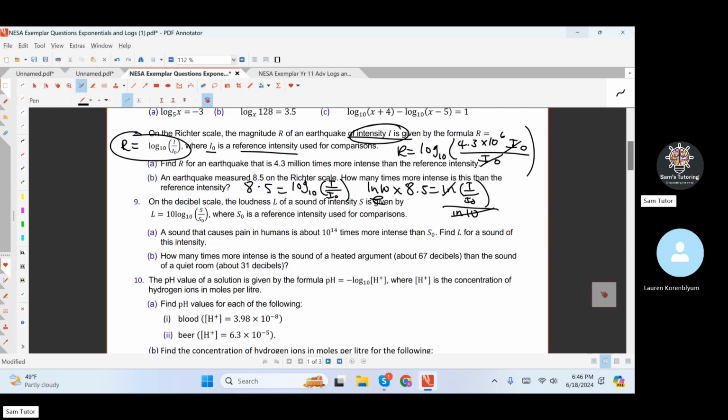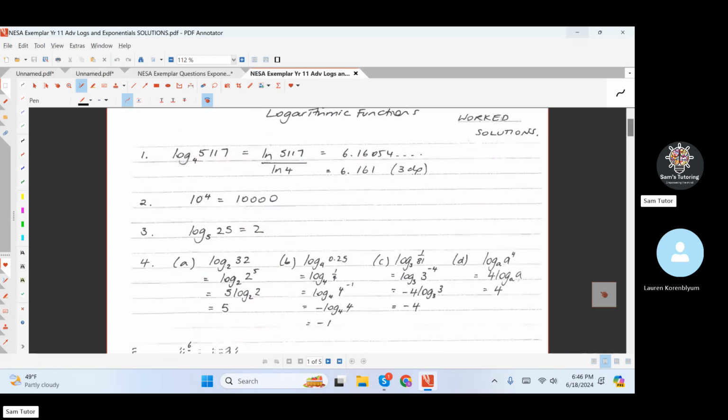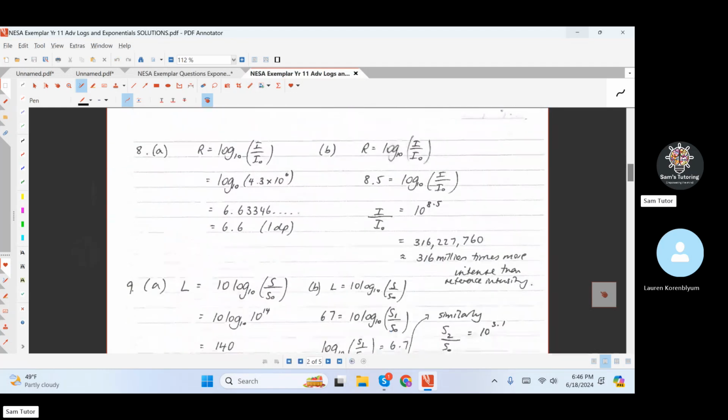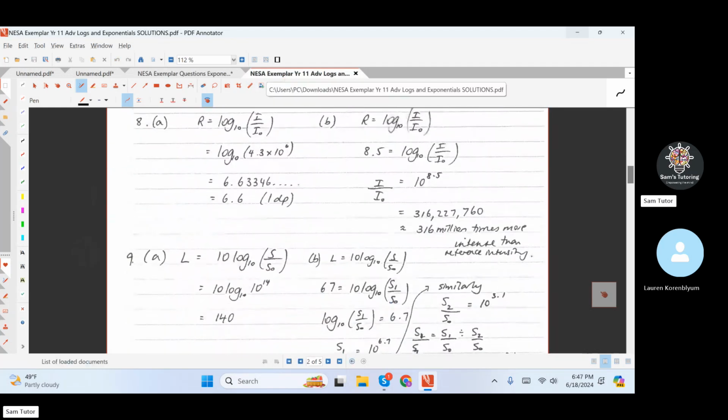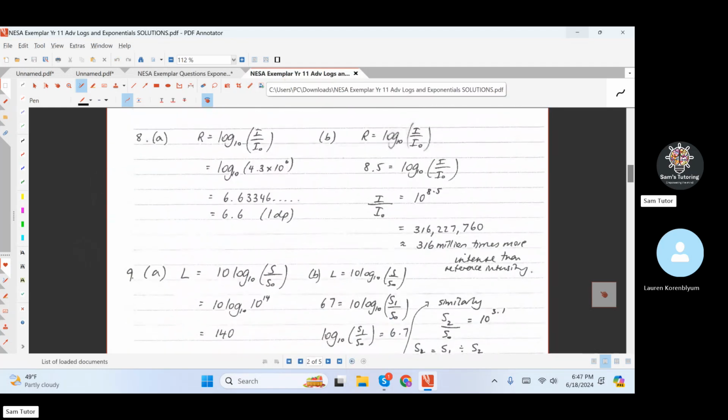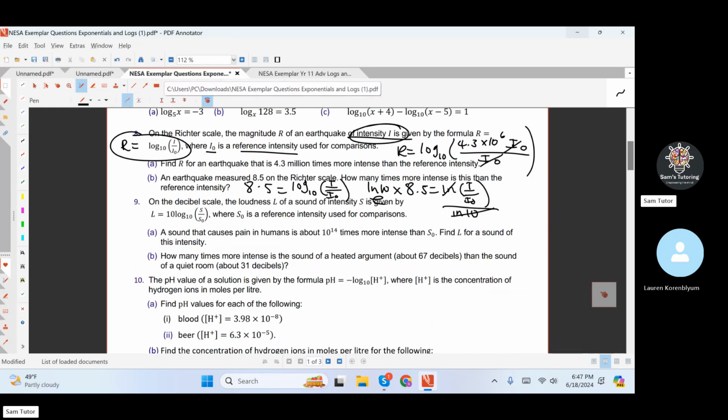So can we please all get this answer out? I'm going to check as well. So go e to the power of ln 10 times 8.5. Question 8A and B. Question 8A should have hopefully been that. You guys will confirm. Was it 6.6? And this one should be 316 million. Someone's going to confirm.